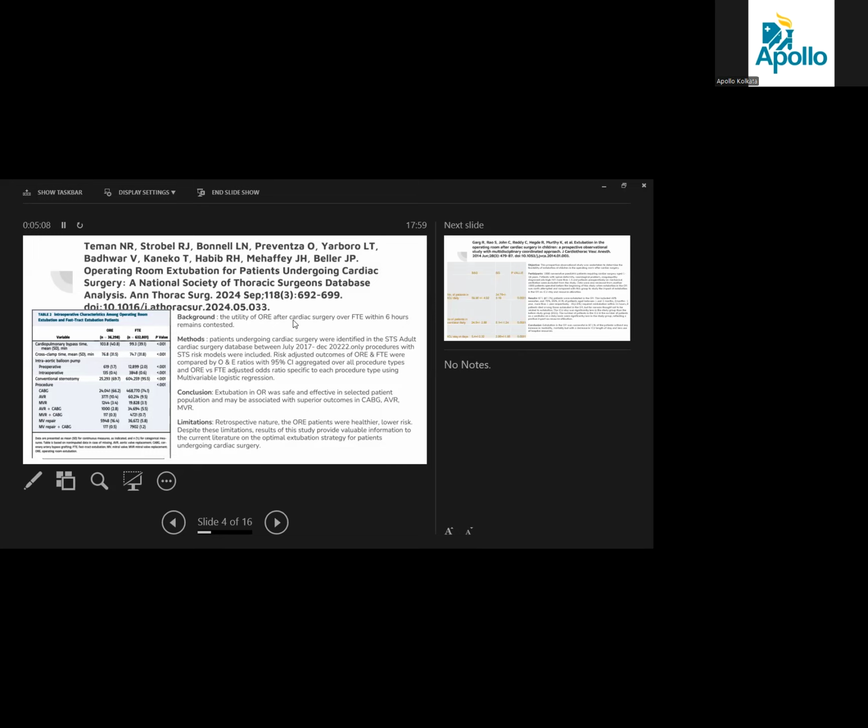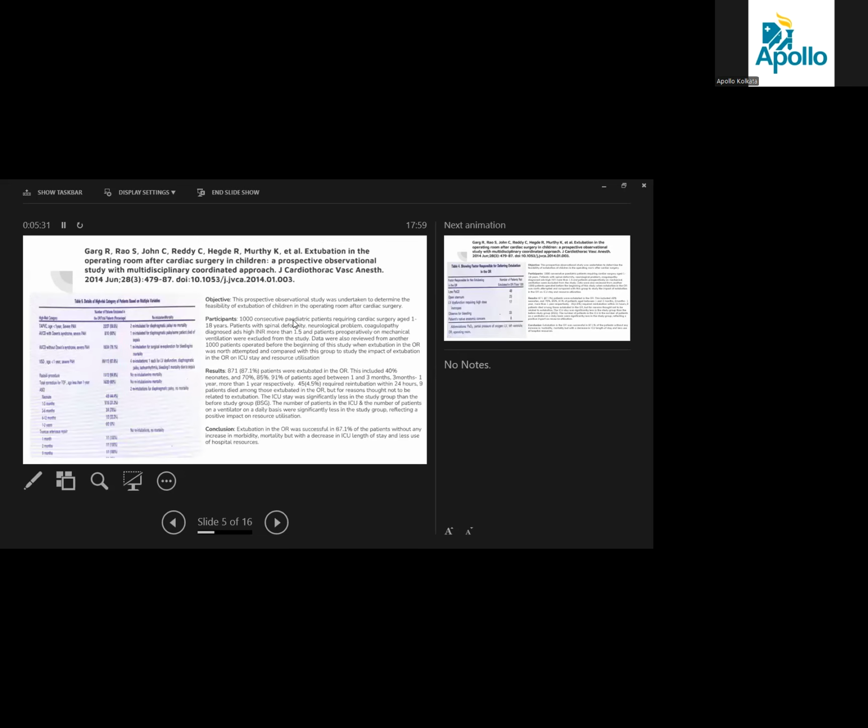So this table shows the intraoperative characteristics of patients extubated in the ORE and FT groups. As we can see, the patients who underwent extubation in ORE had less cardiopulmonary bypass time and less cross-clamp time, whereas those who got extubated in the FT group had comparatively more CPB time and cross-clamp time.